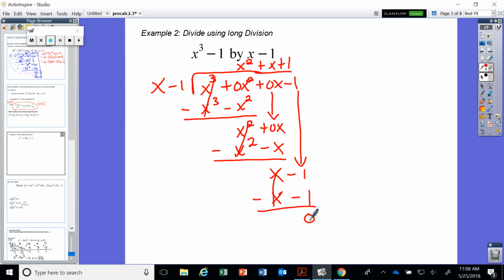And so we can honestly say that x cubed minus 1 over x minus 1 does in fact equal x squared plus x plus 1. And again, it'll allow us to find an easier way to look into our factors or into our solutions if need be.